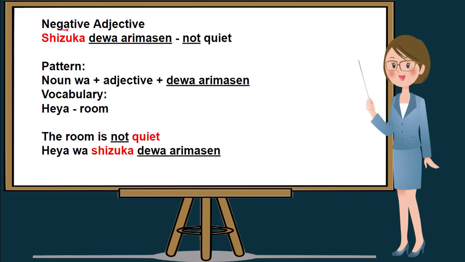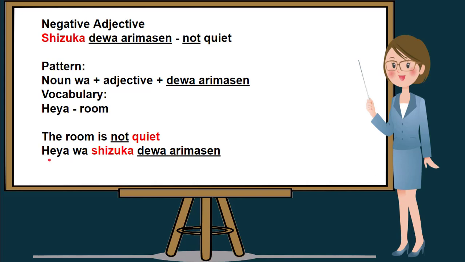Next is the use of negative adjective. In order for us to make a negative adjective, we only need to use dewa arimasen, which means not, and Shizuka, which means quiet. Shizuka dewa arimasen means not quiet. Take note again of our pattern: noun wa plus adjective plus dewa arimasen, which should be written at the end of the sentence. In this example, we will be using Heya, which means room. Take note that Shizuka doesn't have na with it, but it is followed by dewa arimasen because the noun was written at the beginning of the sentence.